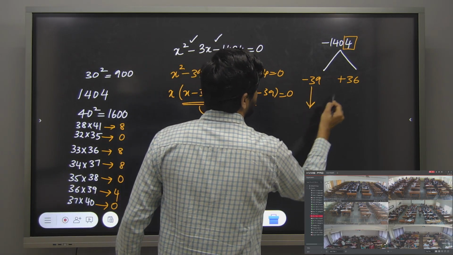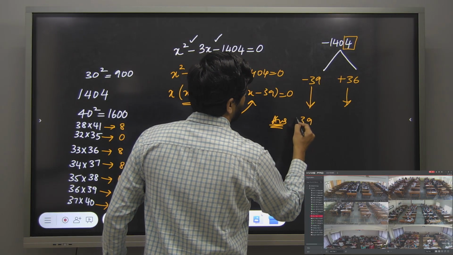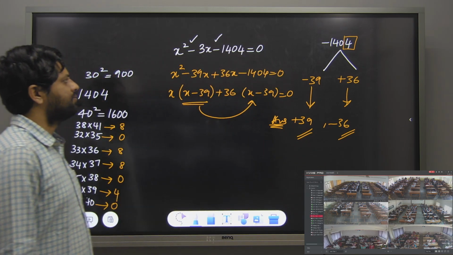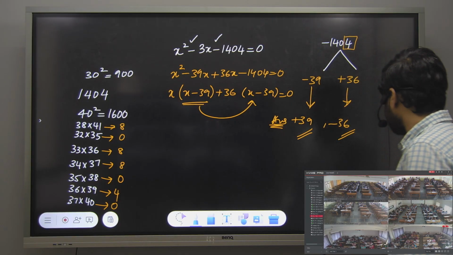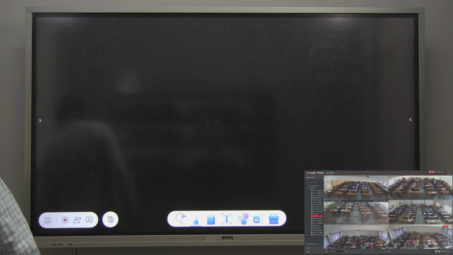And as I told you, how do we write the answer directly? Plus 39 to minus, minus 39. Plus minus 36. 36 will be the end answer. Okay? We'll pick one more example of this format, then we'll start with vectors.